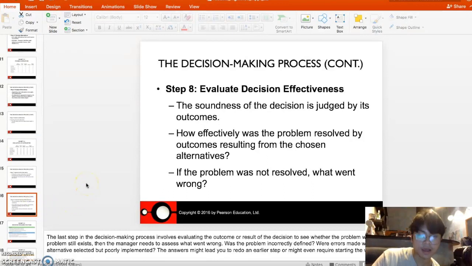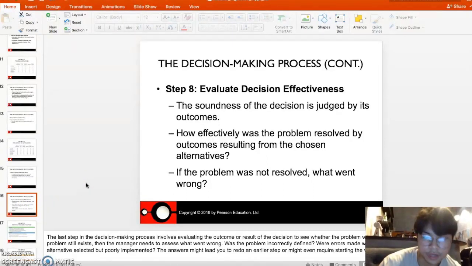The last step is that you have to re-examine the result of your decision, whether it is good or bad. If it was not resolved, then what went wrong? You have to ask yourself questions like that.